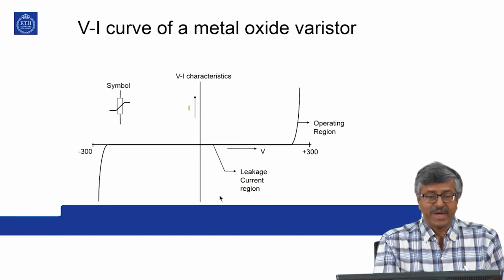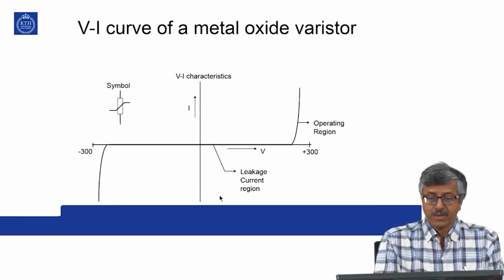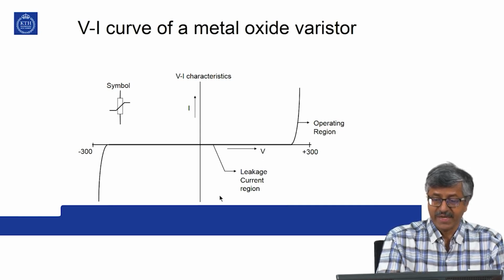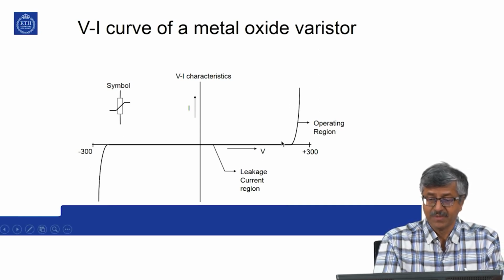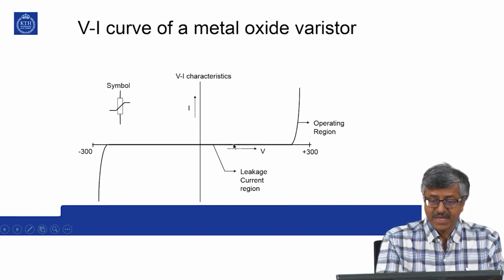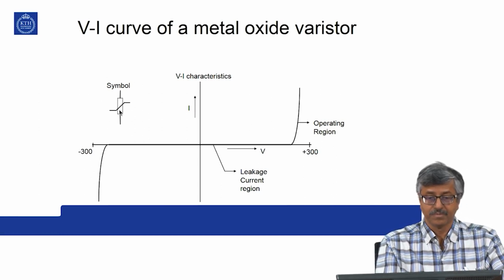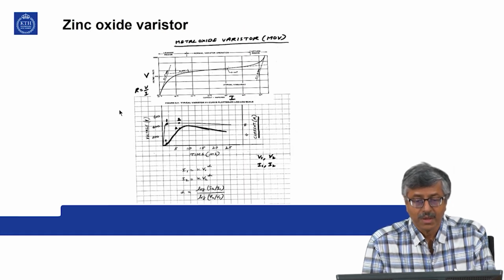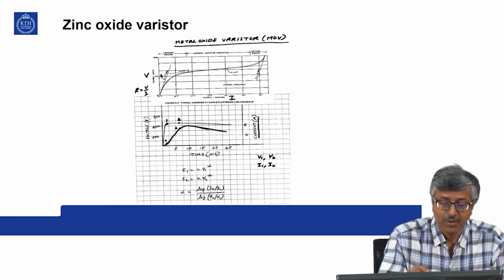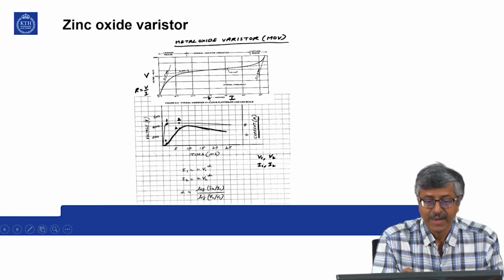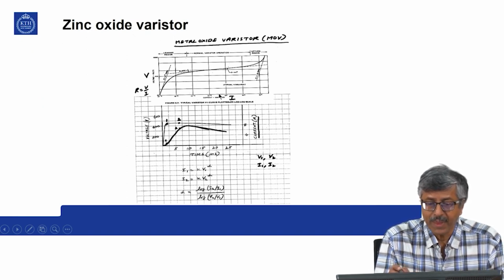VI curve of a metal oxide varistor. So, this is non-linear. So, this is the operating region and some leakage current region, and this is the symbol of the varistor. So, we can have a current versus voltage waveform for this also. So, in time domain you can represent it like this.